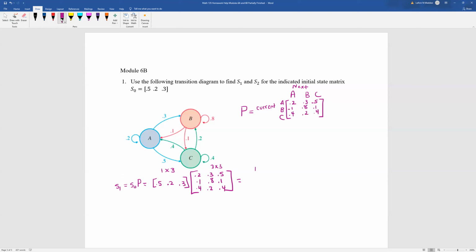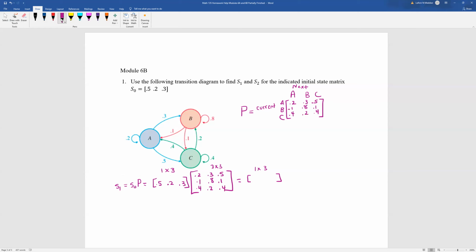Our answer is still going to be a 1 by 3, the outer numbers, which makes sense because that tells us 1 row with 3 different sets. So that's going to tell us the probabilities, now that we have however many elements, of what percentage of them is in each of those sets after we've done one transition.